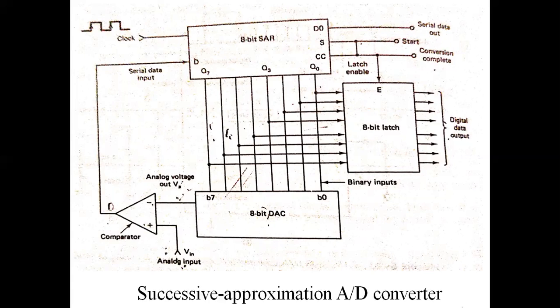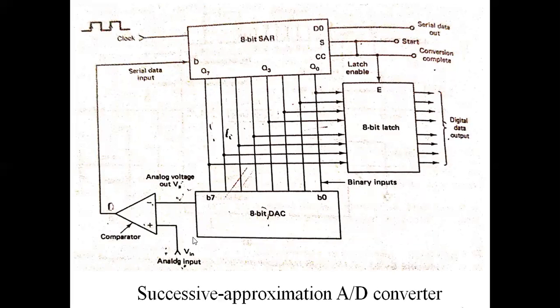Next, the D to A converter generates an analog equivalent of the Q7 bit. This analog equivalent of the Q7 bit is compared with the analog input Vin.